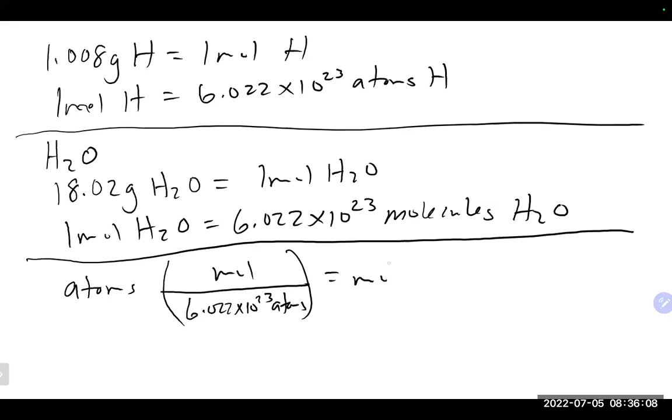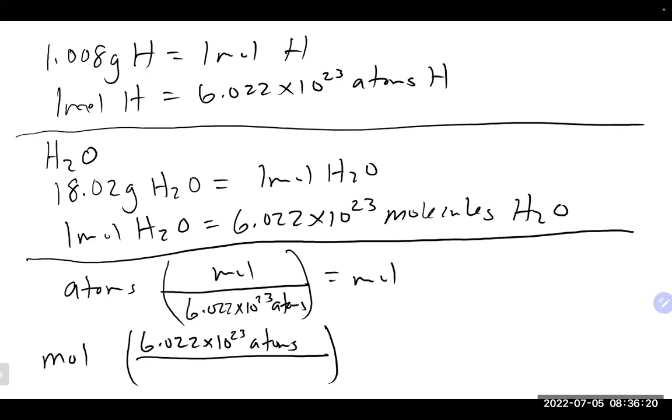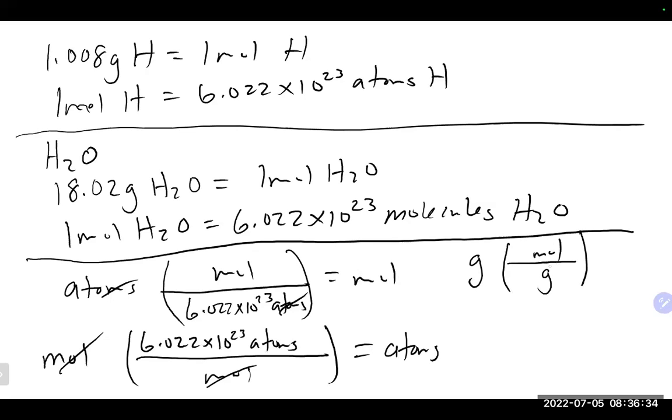To get to moles. And if you have moles, you would be multiplying by Avogadro's number there to get to atoms or molecules. The moles would cancel, atoms would cancel. And kind of the same thing here. If you had grams, you would divide by the molar mass to get to moles.